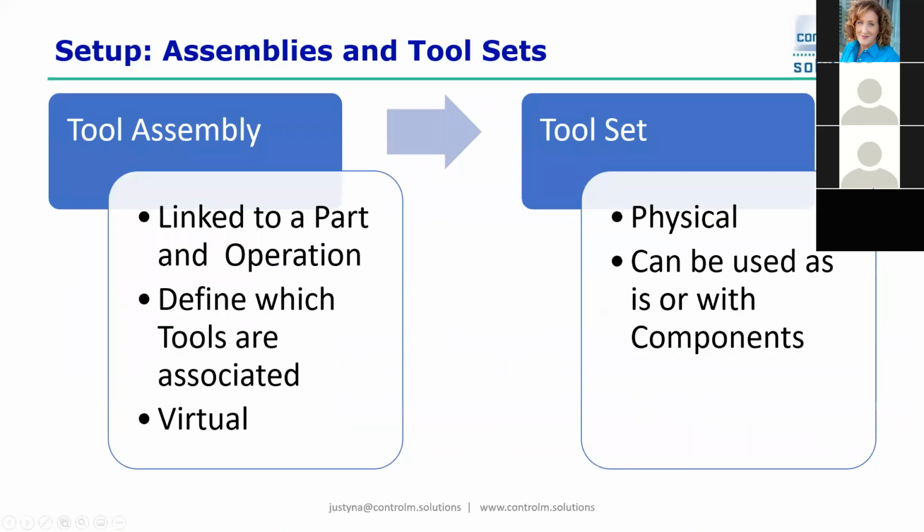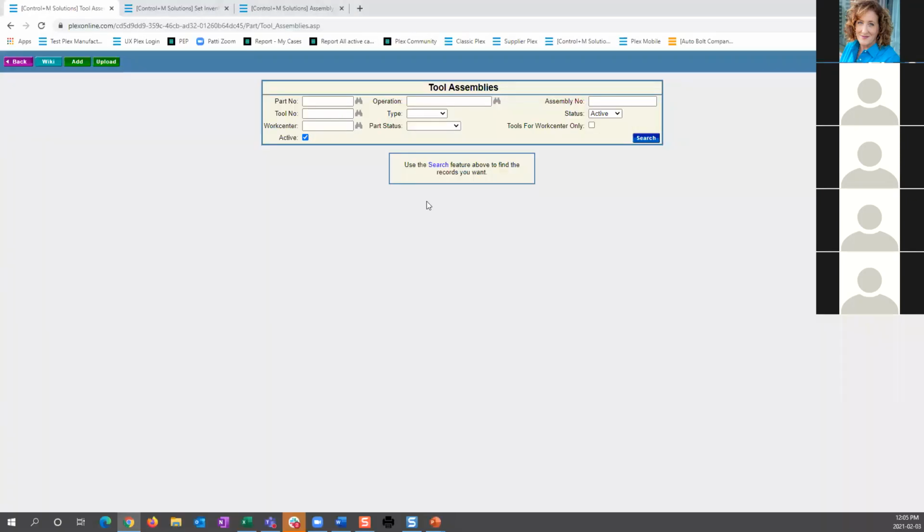And lastly, here's the process flow that I'll follow in my setup demonstration today. We'll set up a tool assembly, define its tools, create a tool set and briefly touch on how you can take it just a bit step further without actually doing it, and then assign the components. All right, so without any further ado, let's just get right into Plex and go over these.